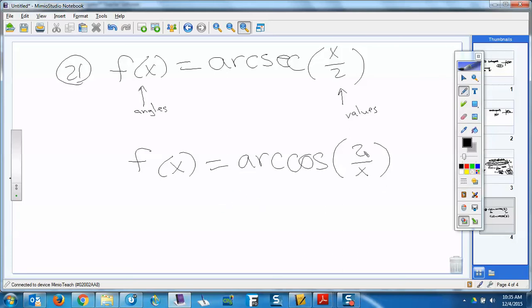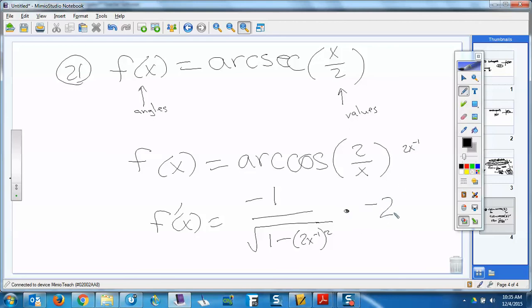So, that would be the same as 2x to the negative 1, right? So let's do it. So the derivative is what? Negative 1 over square root 1 minus this squared, 2x to the negative 1 squared, times negative 2x to the negative second.